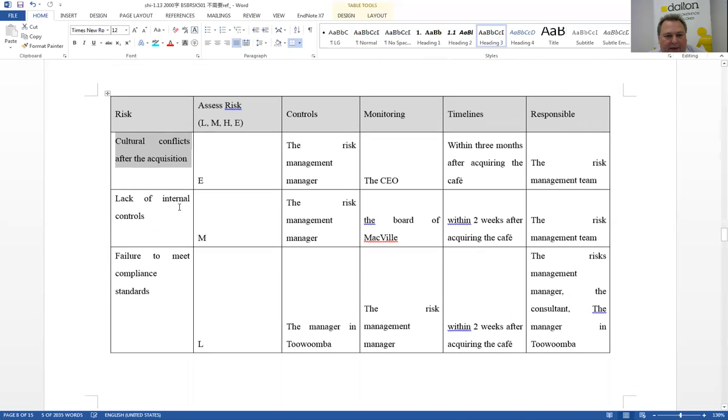And in addition to that, I've assessed my risk, as I explained last time. The controls that were in place, monitoring systems, timelines when things were to be done and completed, and the person responsible there. So there's my table there.